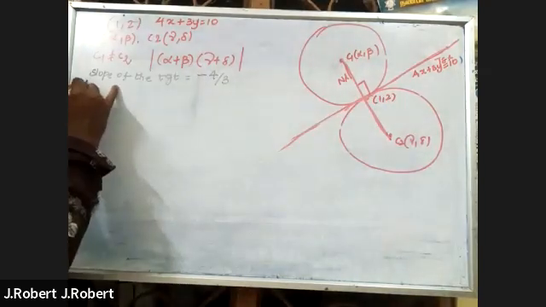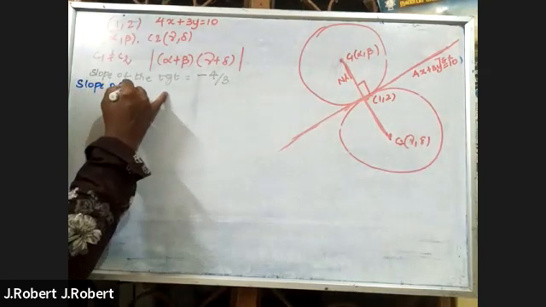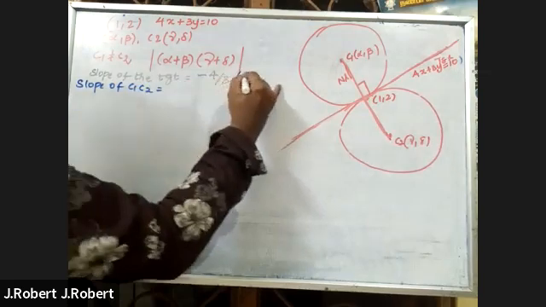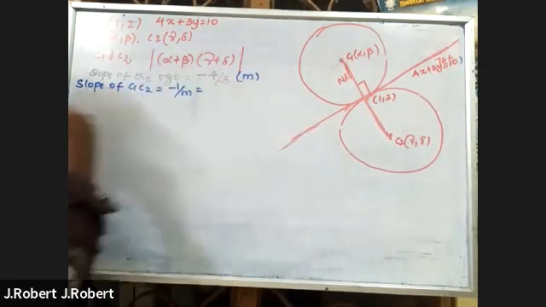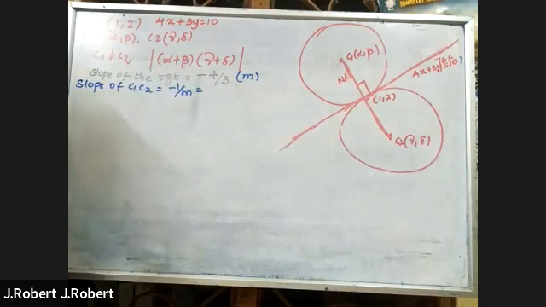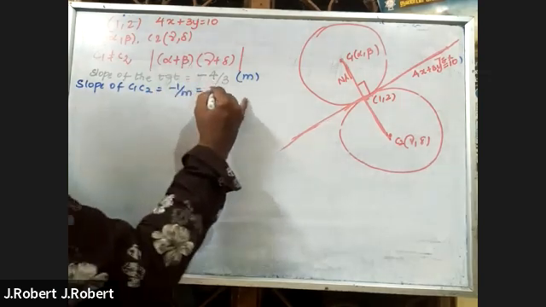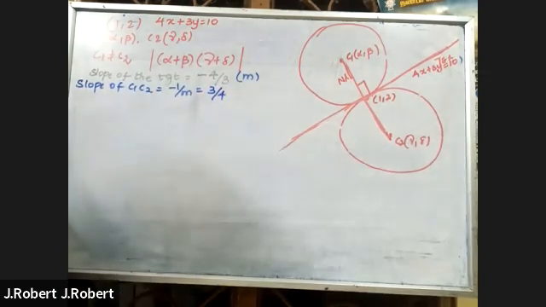The slope of the tangent is -4/3, and I told you this is perpendicular to that. So I want to find out the slope of C1C2. Suppose I take this as m, the slope of C1C2. Taking the negative reciprocal, we will get 3/4.